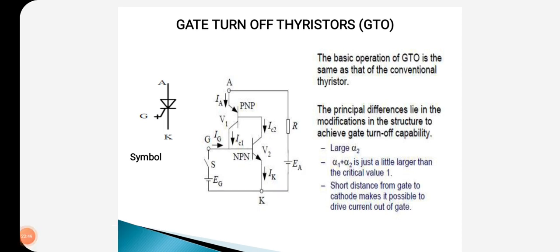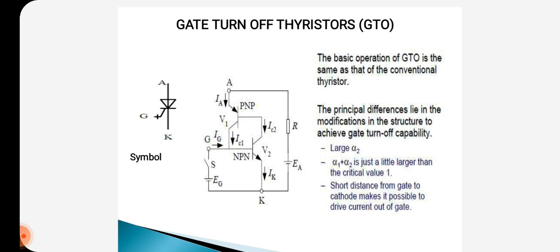Now the next thyristor is a GTO, that is gate turn off thyristor. What is GTO? GTO is a more versatile power semiconductor device. It is like an SCR but with added features in it. A GTO can easily be turned off by a negative gate pulse of appropriate amplitude.